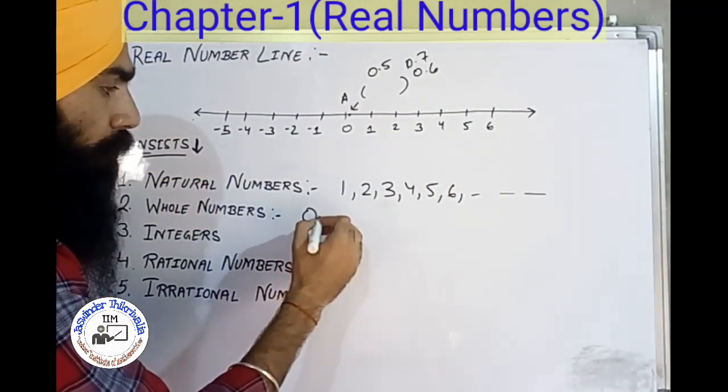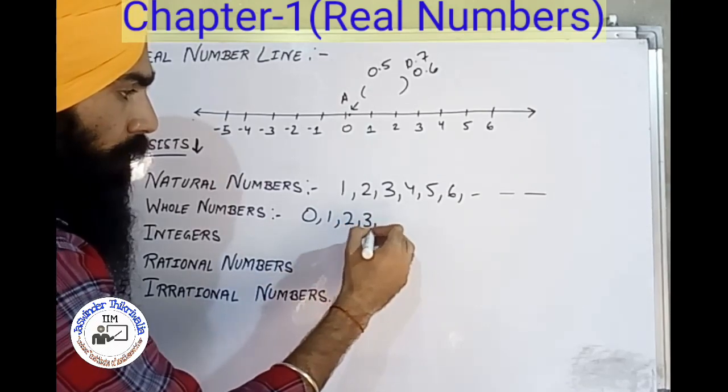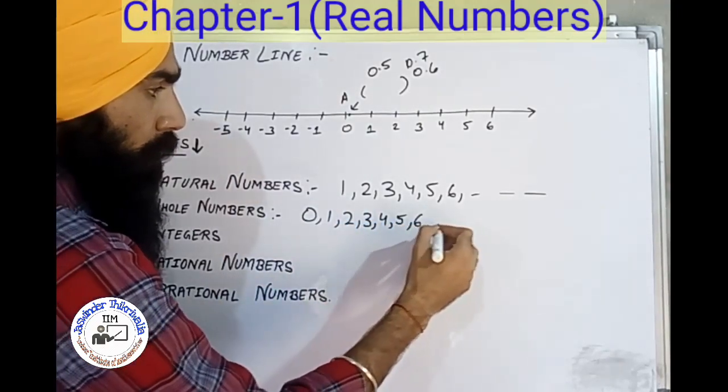Whole numbers are starting from 0, 0, 1, 2, 3, 4, 5, 6, and so on.